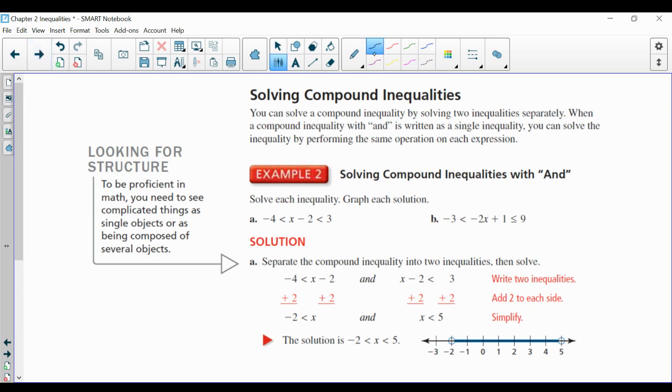I'm going to call this one method number one, and then I'm going to call the second one method number two. We're going to practice both of them, and then in the end, you're going to decide which method you prefer. Okay, so looking at method number one.